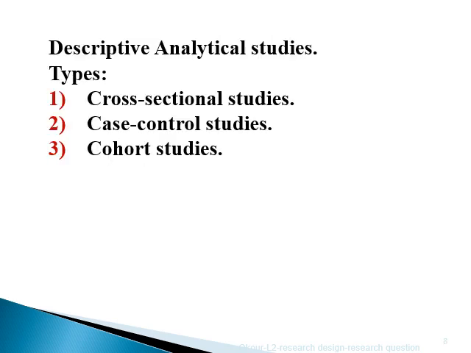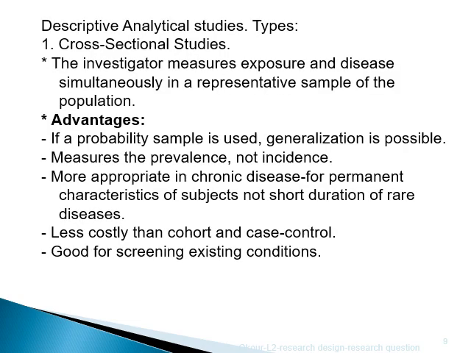Three types: cross-sectional studies, case control studies, cohort studies. Cross-sectional: the investigator measures exposure and disease simultaneously, at the same time, in a representative sample of the population. So, at a point of time, we need to know the prevalence.